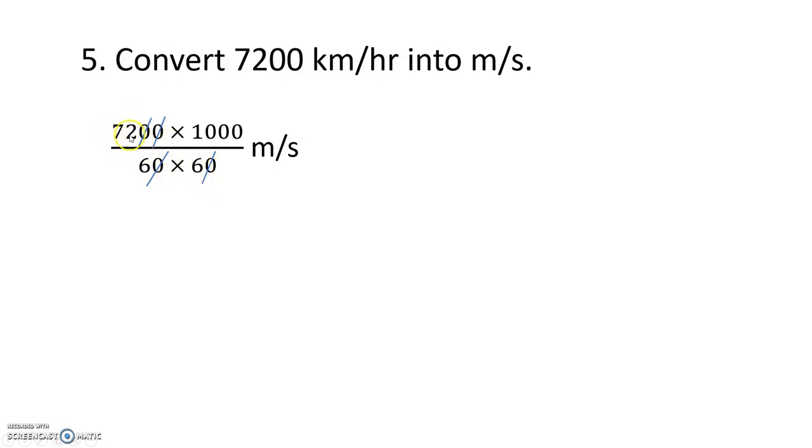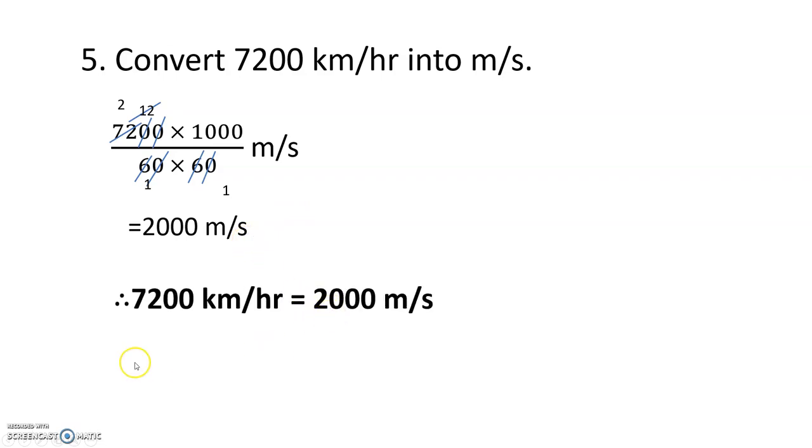So now let's cancel 6 and 72. You know it, 6 ones are 6, 6 12s are 72. Now this 6 and 12, again you can reduce it. 6 ones are 6, 6 twos are 12. So now 2 into 1000 will be 2000 meter per second. So therefore, 7,200 kilometer per hour is 2000 meter per second. Let's move on to the next.